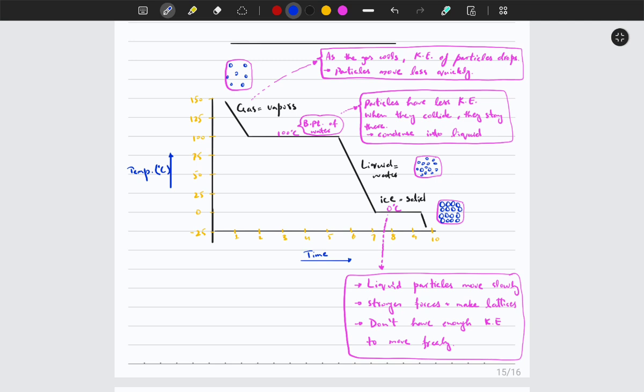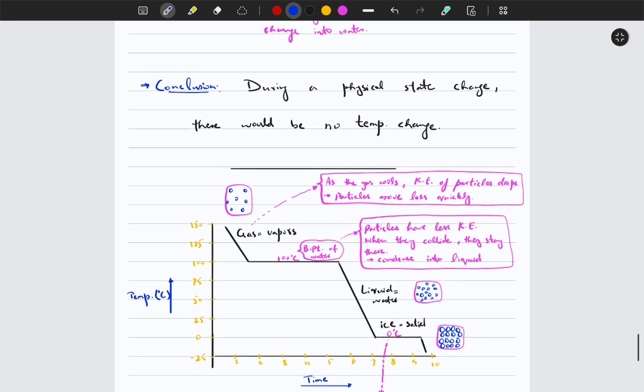If you further keep it cooling down, keep removing the energy, the kinetic energy decreases, the particles cannot move freely at all. They would like to settle down. They would come closer to each other. Stronger forces would like to hold those particles together, forming a regular arrangement in the form of solids. Okay? So that's all about heating and cooling curve.